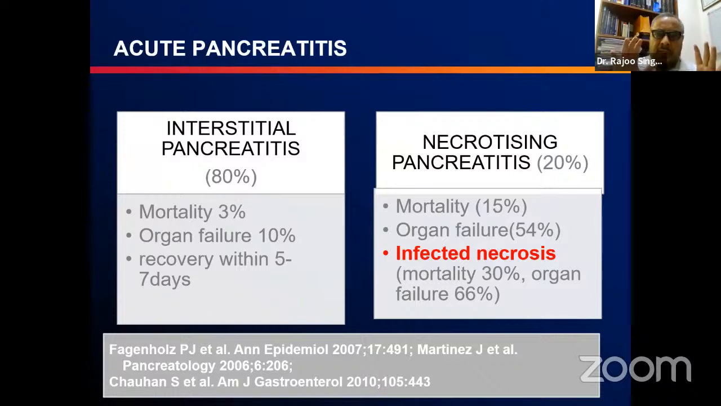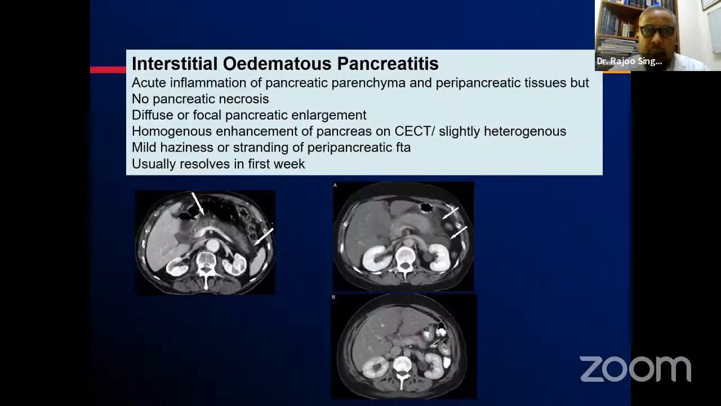Basically, acute pancreatitis is divided into two types: interstitial pancreatitis and necrotizing pancreatitis. The commonest is interstitial pancreatitis, and the good thing about it is that the recovery is much better. Mortality is only 3%, and generally the patients survive. Whereas necrotizing pancreatitis, which happens in 15 to 20% of the patients, has a high mortality of about 50%. Organ failure is very high. And if there is an infected necrosis, that means the necrotic tissue gets infected, then the mortality rises exponentially.